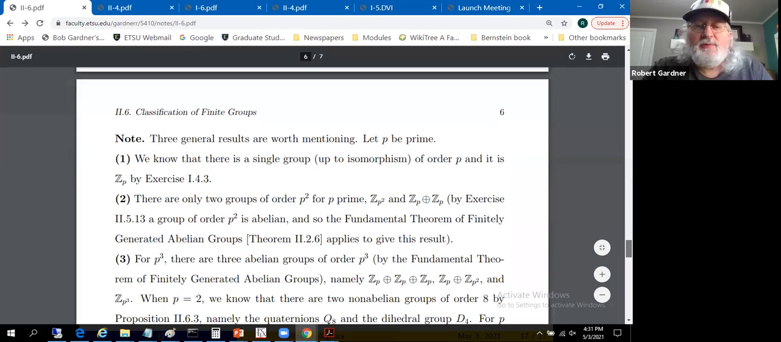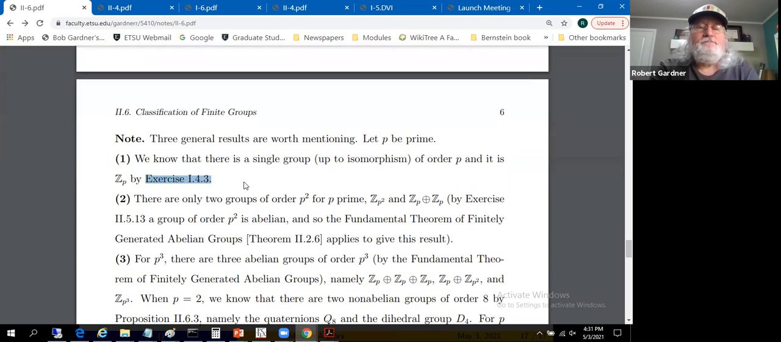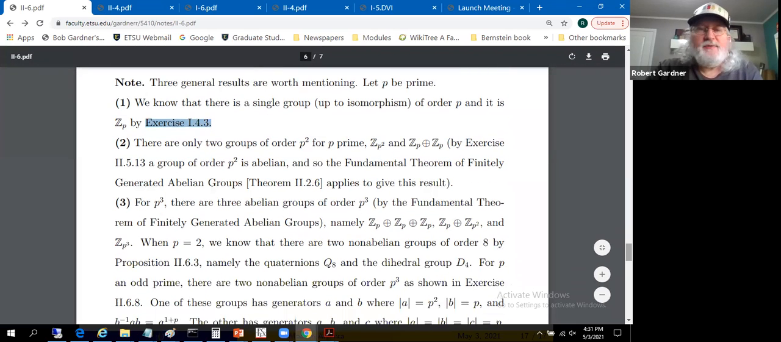But for something general, like parting observations from this section: if p is a prime, there's a single group of order p, up to isomorphism. It's Z sub p. Exercise 1.4.3, we mentioned it several times, tells you such a group is abelian, and once you know that, you can deal with the fundamental theorem of finite abelian groups and say it's got to be Z sub p. Actually, if it's order p, it's got to be cyclic, so maybe there's a quicker way.